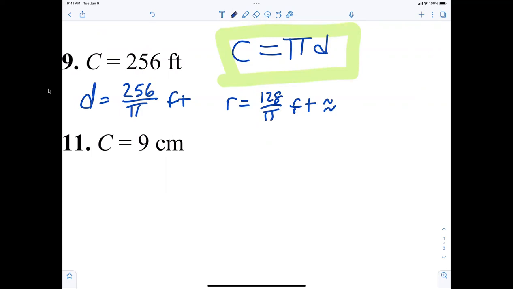Guys, come on, you're not supposed to be sitting staring at me. I said, what is 128 divided by pi approximately? And you're sitting there.